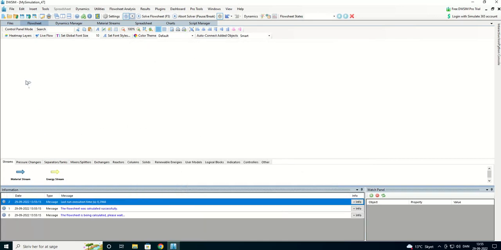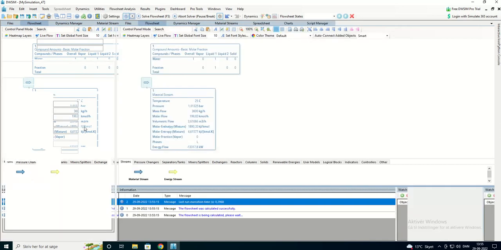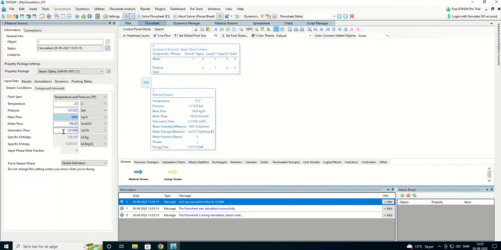Going to add a material stream. And we know that we're going to use 15 cubic meters per hour to fill the tank. So the flow is known, and we have the inlet pressure of 1 atmosphere.